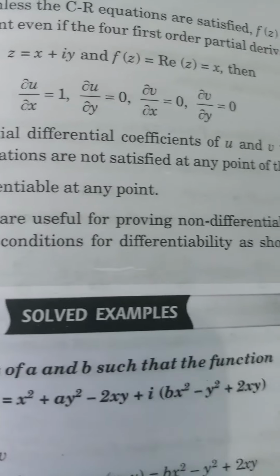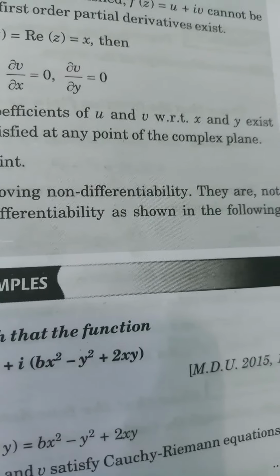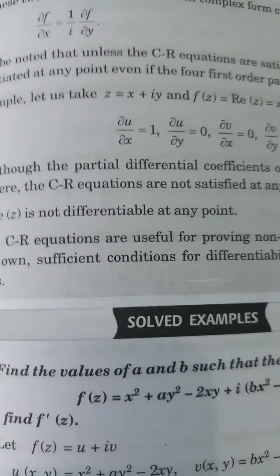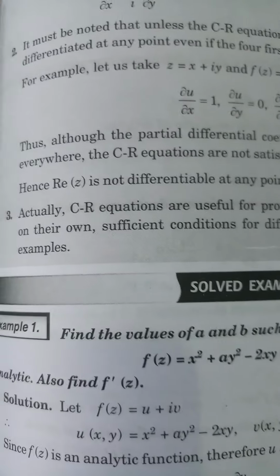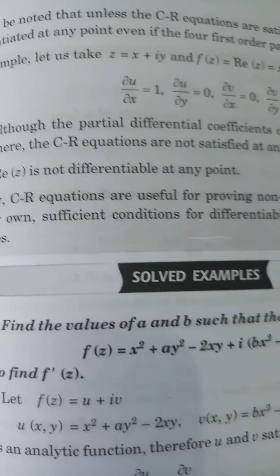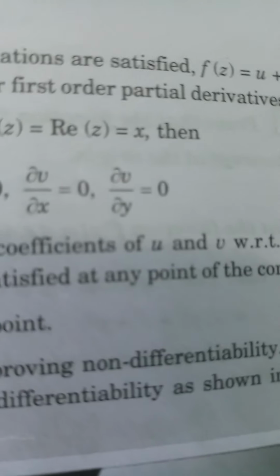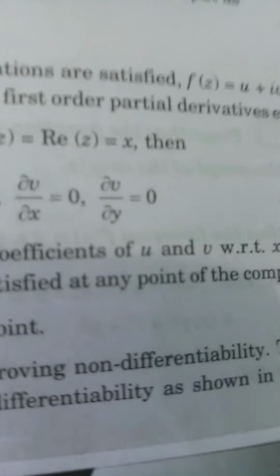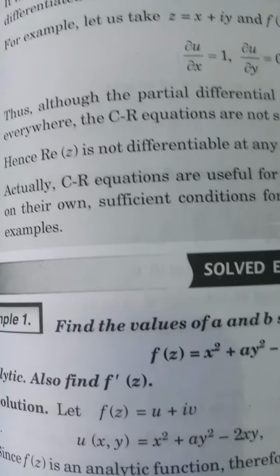Thus, although the partial derivative coefficients of u and v with respect to x and y exist everywhere, the CR equations are not satisfied at any point of the complex plane. CR equations are not satisfied although partial derivatives of u and v exist everywhere. Hence, real part of z is not differentiable at any point.